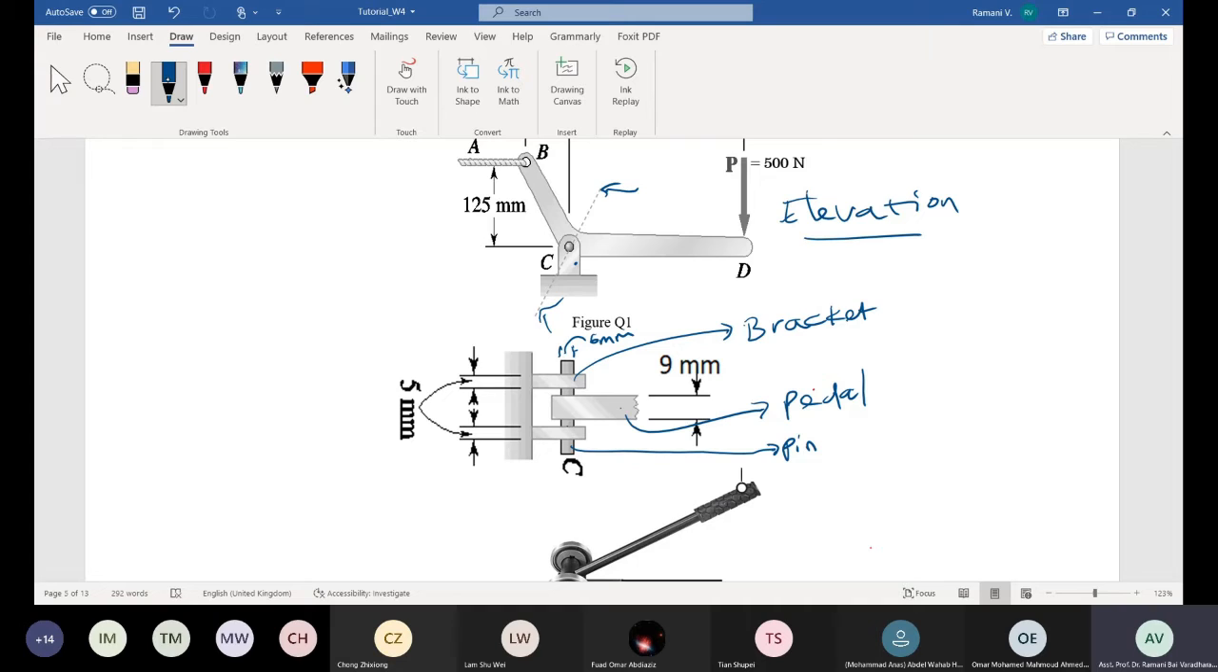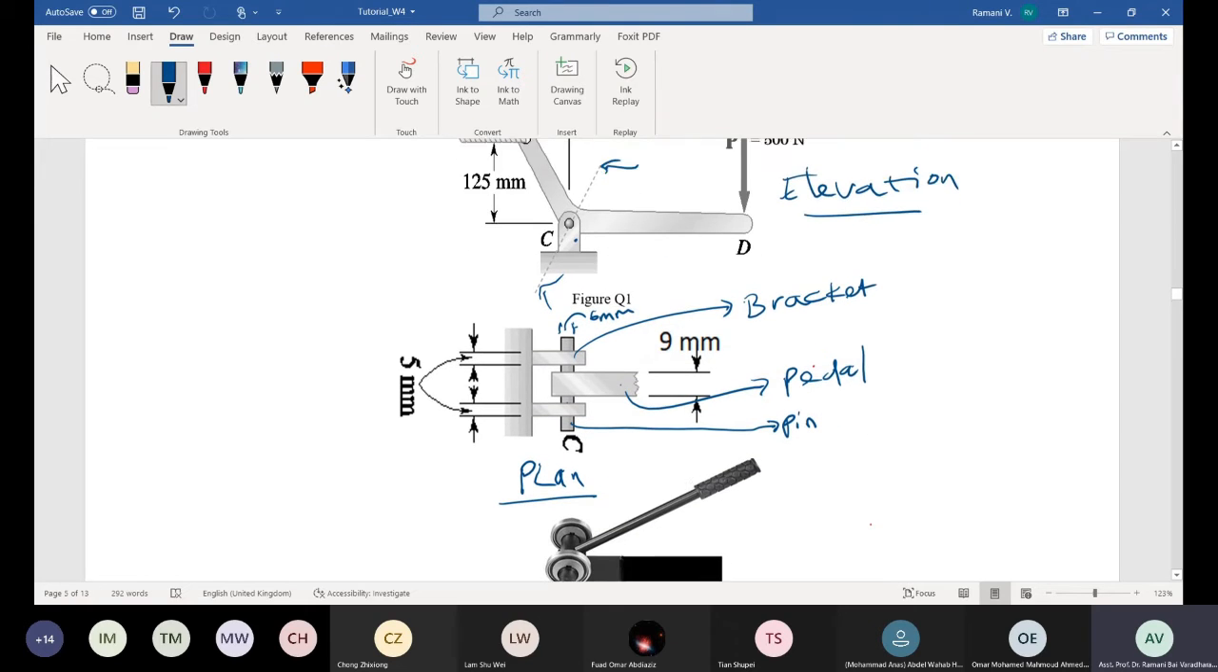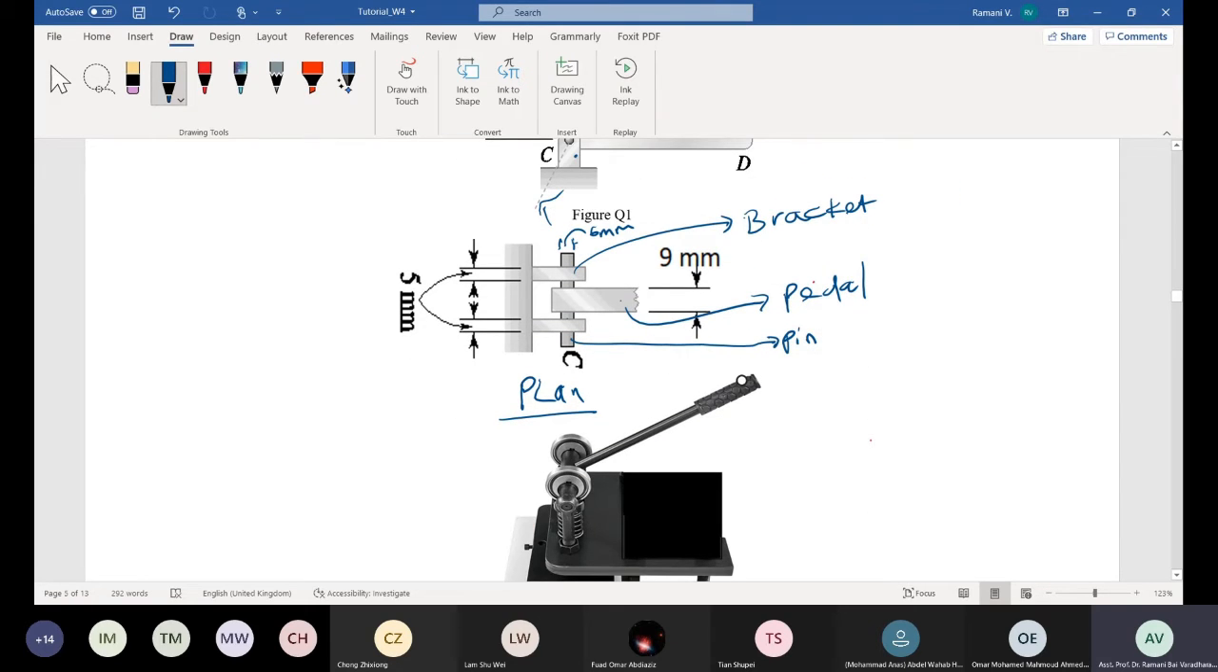And then another thing, the pedal is located like this to move by hand. See this arrangement, move by hand, which is 9 mm in the plan view. This is the plan view at the section. When you cut at this section and look at the plan view, you will have this. At this point, it is the pin, right? And this one is the bracket again, the same bracket on both sides.